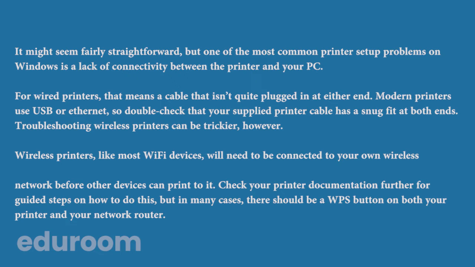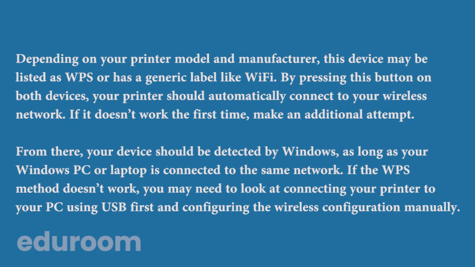Troubleshooting wireless printers can be trickier, however. Wireless printers, like most Wi-Fi devices, will need to be connected to your own wireless network before other devices can print to it. Check your printer documentation for guided steps on how to do this, but in many cases, there should be a WPS button on both your printer and your network router. Depending on your printer model and manufacturer, this button may be listed as WPS or have a generic label like Wi-Fi. By pressing this button on both devices, your printer should automatically connect to your wireless network.